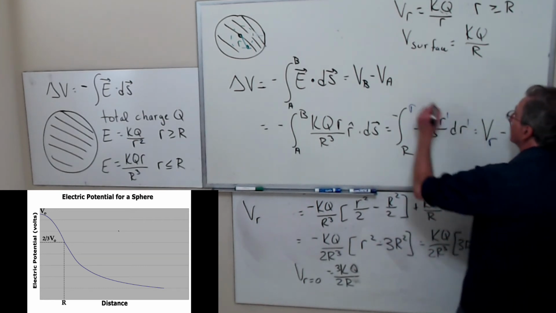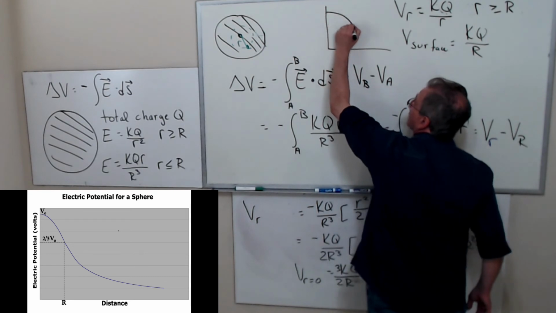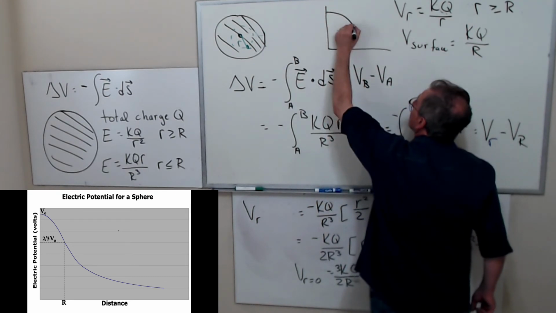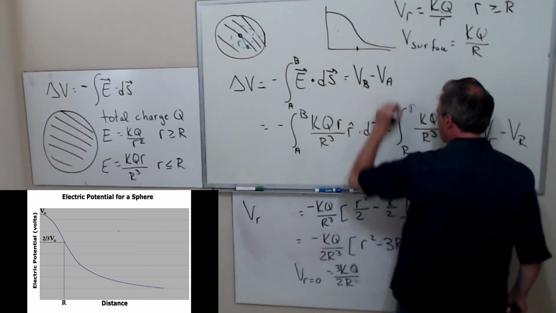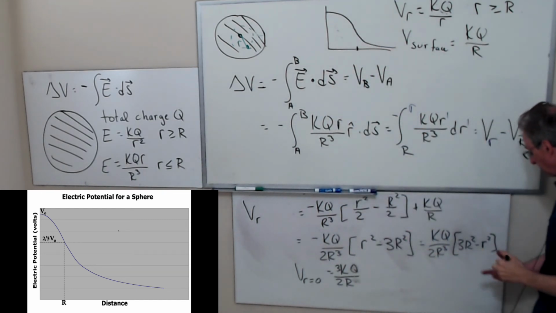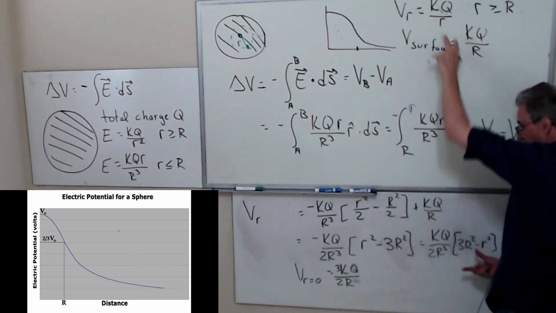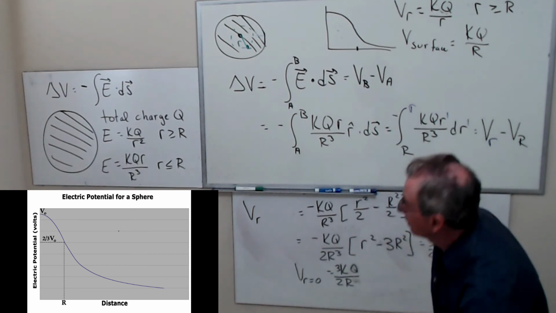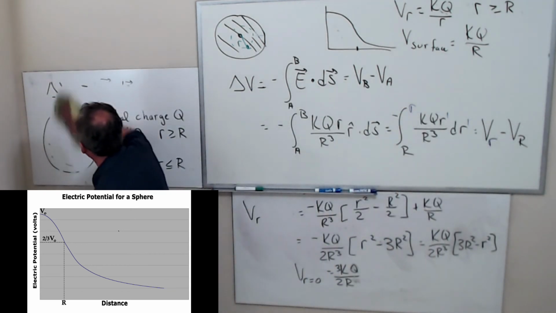And so when you plot the electric potential, it starts here and then decreases. And then when you get to the surface, it goes as 1 over R. So inside, it's defined by this equation. Outside is defined by this equation. So let me write down my final answer for the electric potential everywhere.